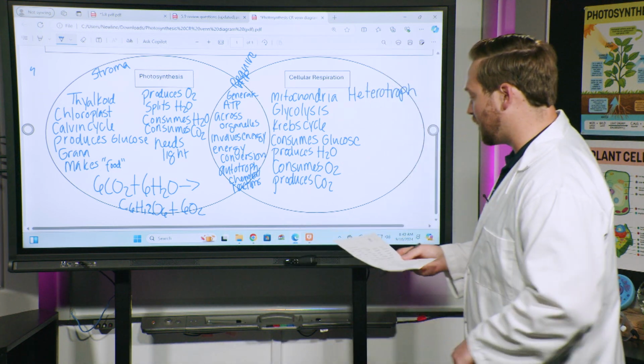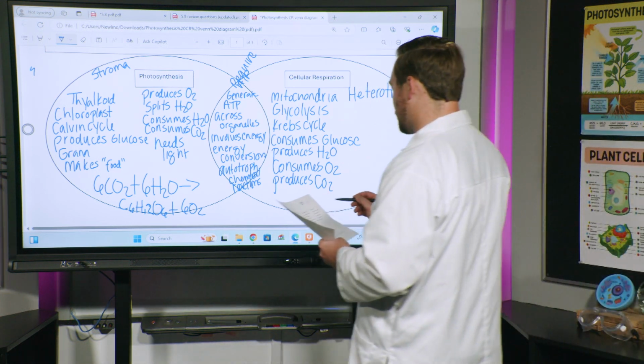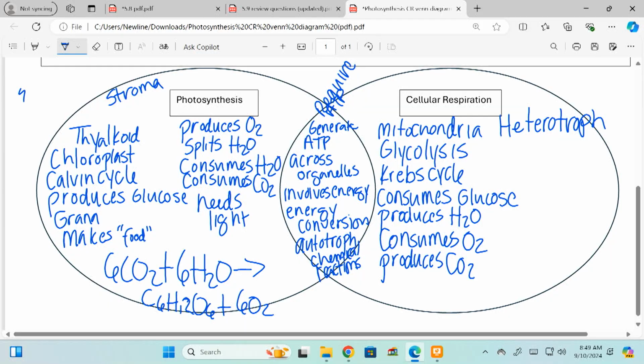And then our last one is another chemical equation. This is the equation for cellular respiration. So let's just write it here. This is saying glucose plus oxygen yields carbon dioxide and water.